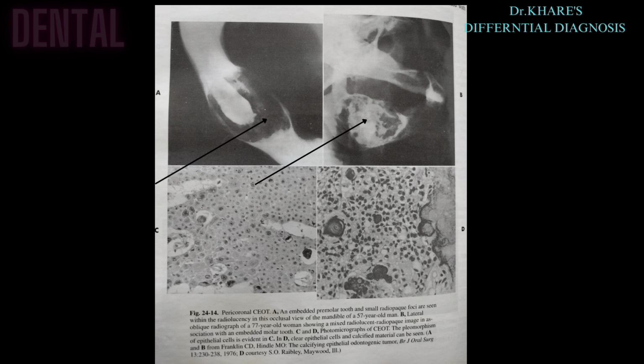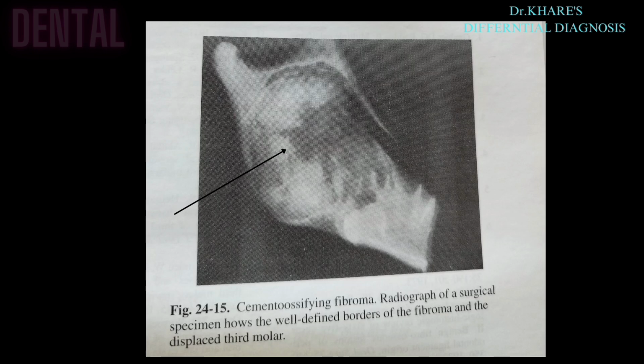Pictures C and D are photomicrographs of calcifying epithelial odontogenic tumor. The pleomorphism of epithelial cells is evident in picture C. In picture D, clear epithelial cells and calcified materials can be seen. This is a radiograph showing cemento-ossifying fibroma. The radiograph is of a surgical specimen showing the well-defined borders of the fibroma and the displaced third molar.